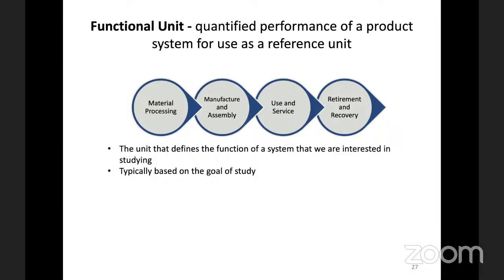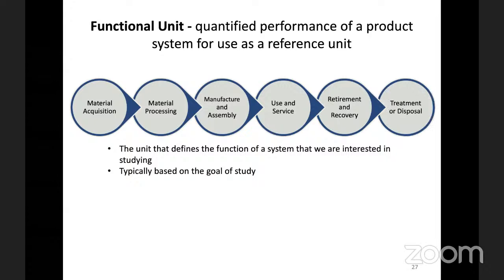The final one is functional unit, which is the quantified performance of a product system for use as a reference unit. So here you have materials, processing, manufacturing, assembly, use and service, retirement and recovery. But all of this is done for, let's say, what are you trying to do from the process? Are you looking at the material acquisition, or are you looking at treatment and disposal? What is the function that you are trying to study? So typically it would be either the beginning or the end of a process that you are trying to study. So the unit that defines the function of a system that we are interested in studying is the functional unit. And this is typically based on the goal of the study.